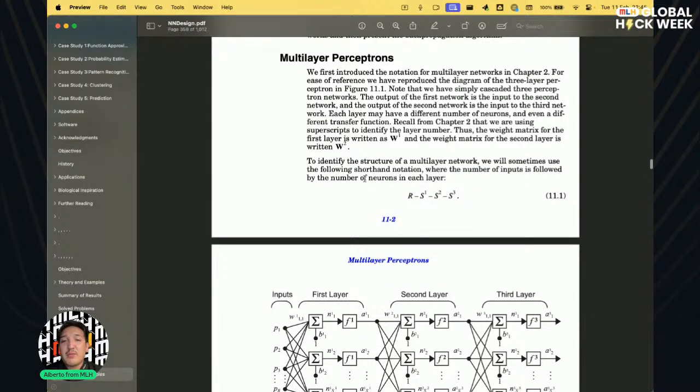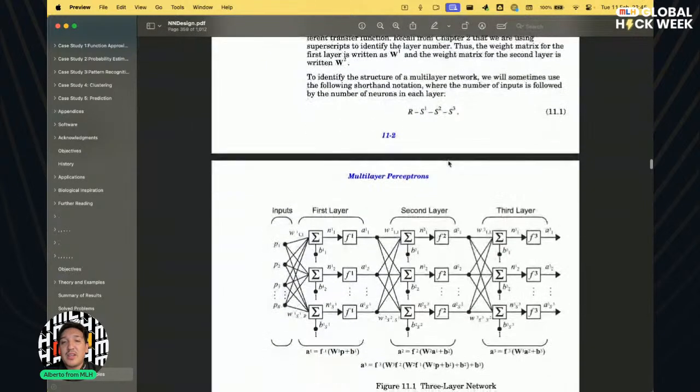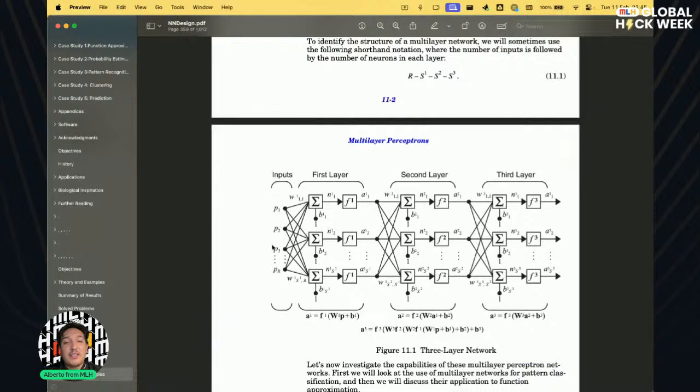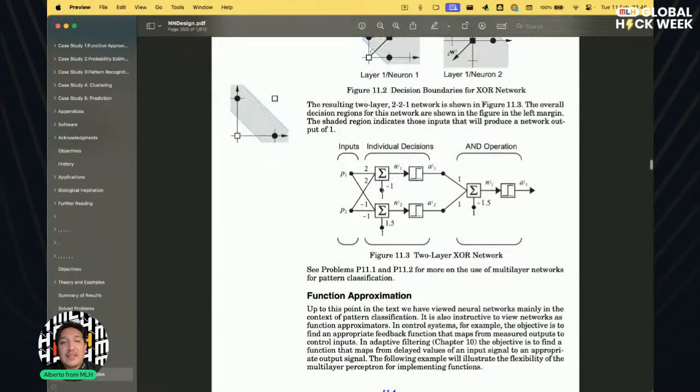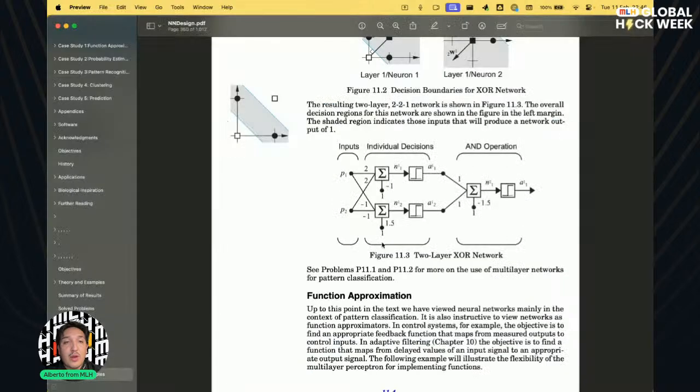To identify the structure, we follow a shorthand notation where the number of inputs is followed by the number of neurons in each layer. This is very similar to what we had in the architecture we were checking. We have the inputs, in this case p is just one. S in the first layer is going to be 14, S in the second layer is going to be 12, and S in the third layer is going to be just 1. An architecture that looks like this one is going to be 2, 2, 1, because we have two inputs, two neurons in the first layer, and one neuron on the output layer. So that's it.